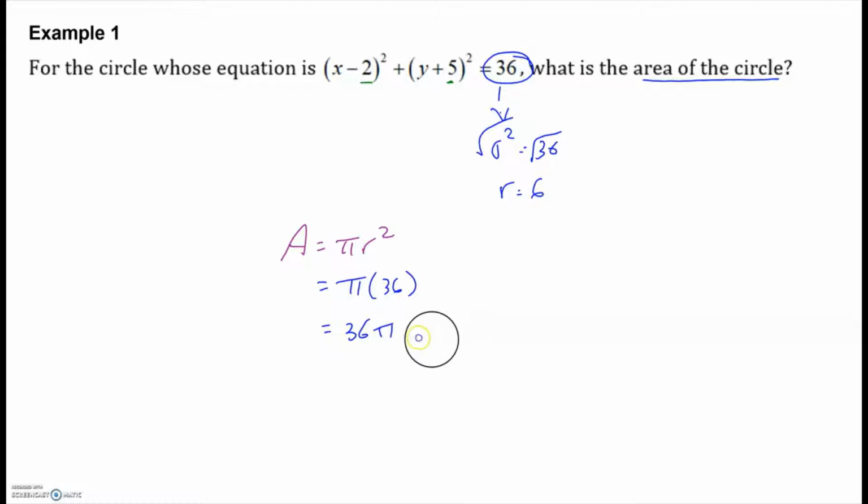Again, if we needed to know the decimal value, we could approximate that by plugging into the calculator and finding out what 36 times pi is. But for this one, it simply says the area and doesn't tell us to round or anything, so leaving it in terms of pi is perfectly acceptable. Again, important to know is that this is your r squared term. If I do need to find r itself, we could simply take the square root. But for this specific formula, r squared is what we need. So I can just take whatever that value is, plug it in, and simplify.